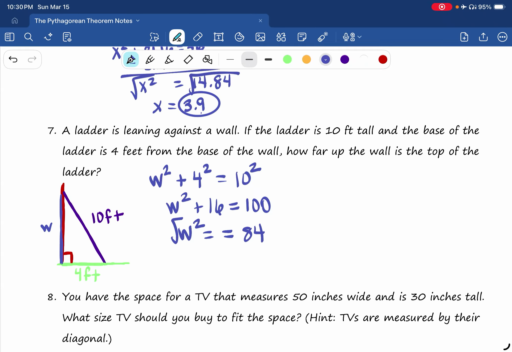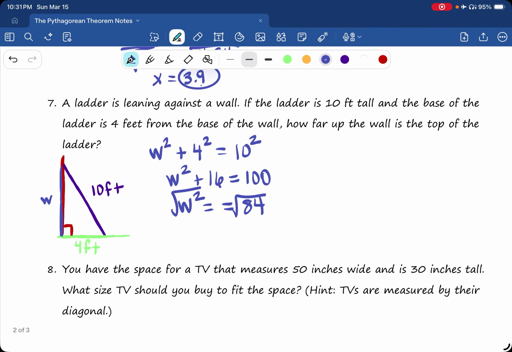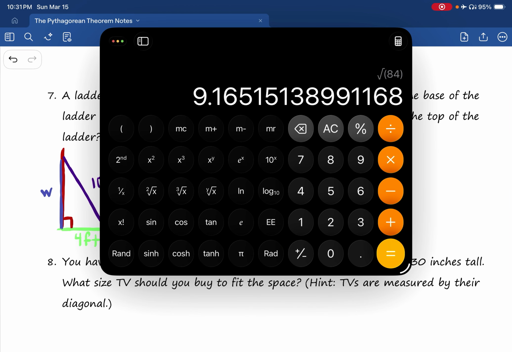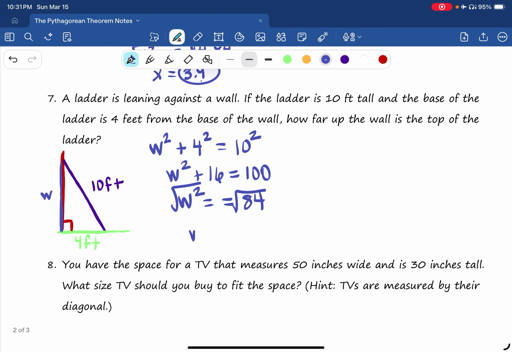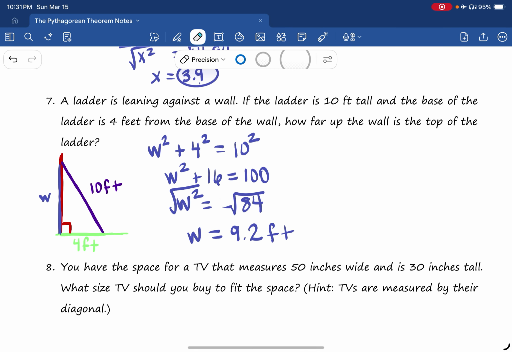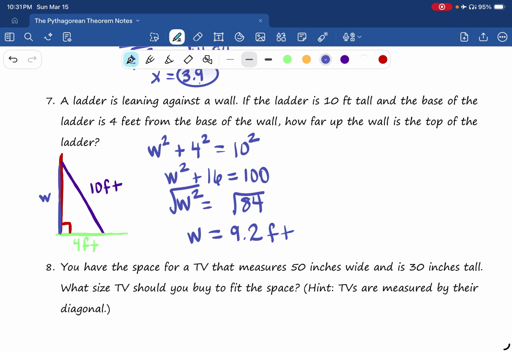And so now we'll square root both sides, and let's see what we get. So the square root of 84, which is 9.165, so we'll say about 9.2. So W is 9.2 feet. There you have it. Didn't mean to draw two equal signs there. All right, so 9.2 feet is the answer for the height of that wall. And there you go.